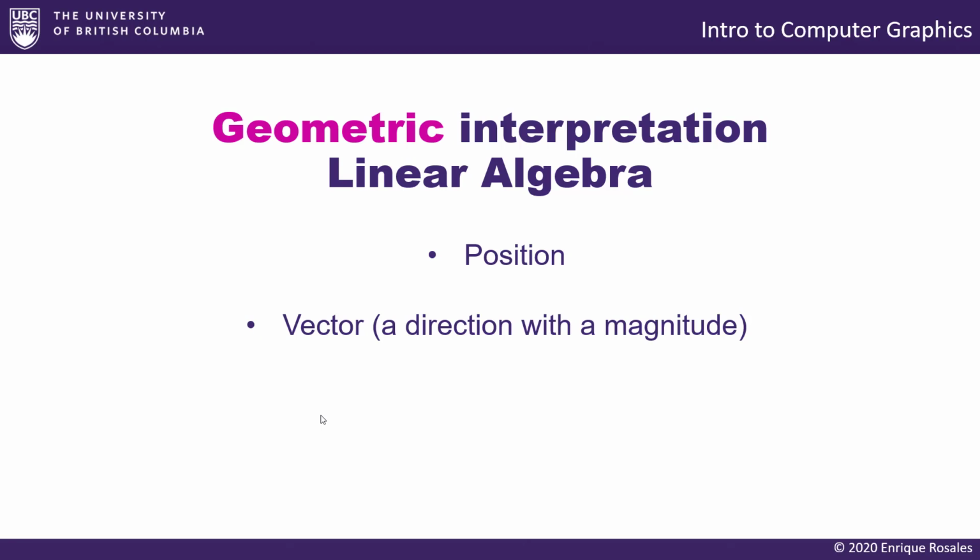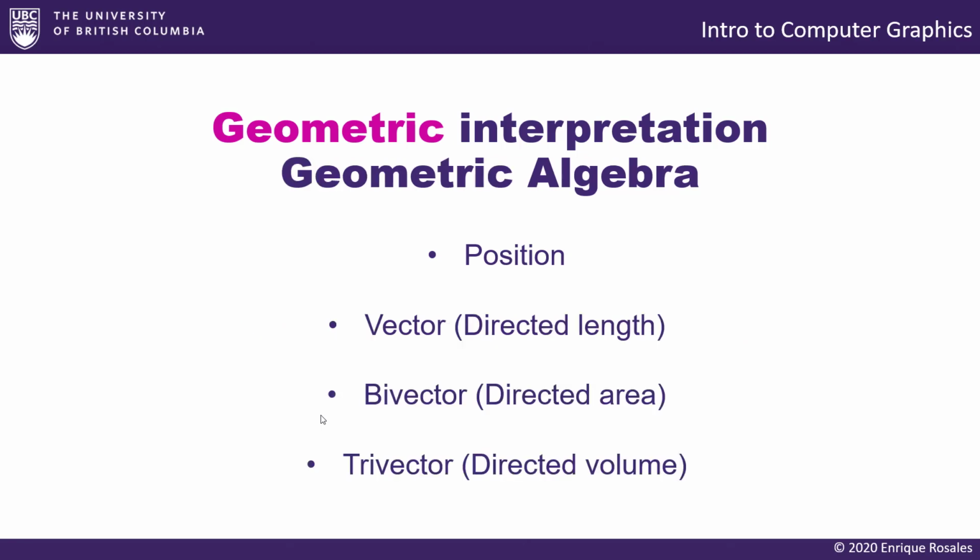So now we finally see the name vector. We were talking about the data, a collection of real numbers that, in the case of a geometric interpretation from the perspective of linear algebra, can represent a position in space or a vector representing a direction with a magnitude. There's another interpretation, the geometric algebra perspective.